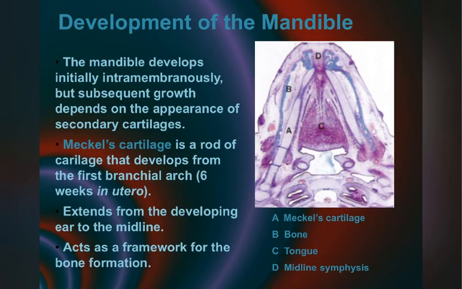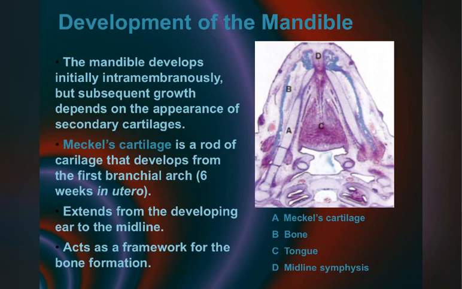The mandible develops initially intramembranously, but subsequent growth depends on the appearance of secondary cartilages. Meckel's cartilage is a rod of cartilage that develops from the first pharyngeal arch at 6 weeks in utero. Meckel's cartilage extends from the developing ear to the midline and acts as a framework for bone formation.